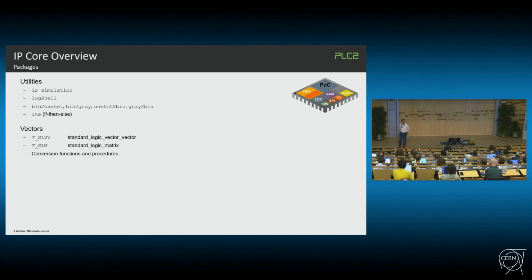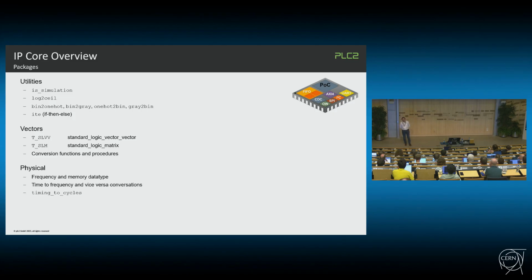We have a collection of data types, lots of them. The most prominent ones are a vector, a standard logic vector variant. So it's a vector inside of a vector. And we also have an SLM, which is a standard logic matrix. And with these two types, you can be very flexible when it comes to bus interfaces.